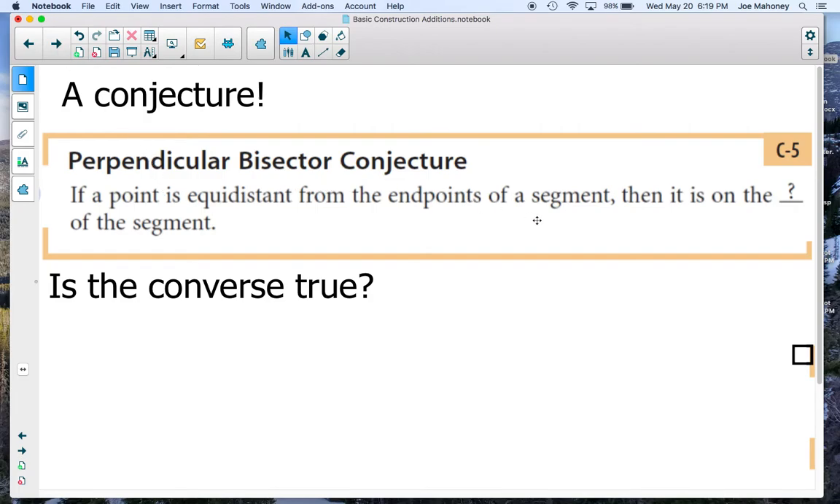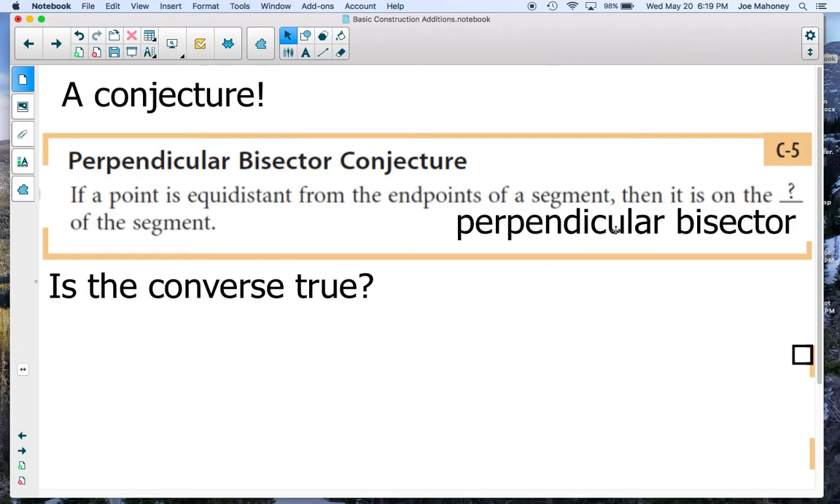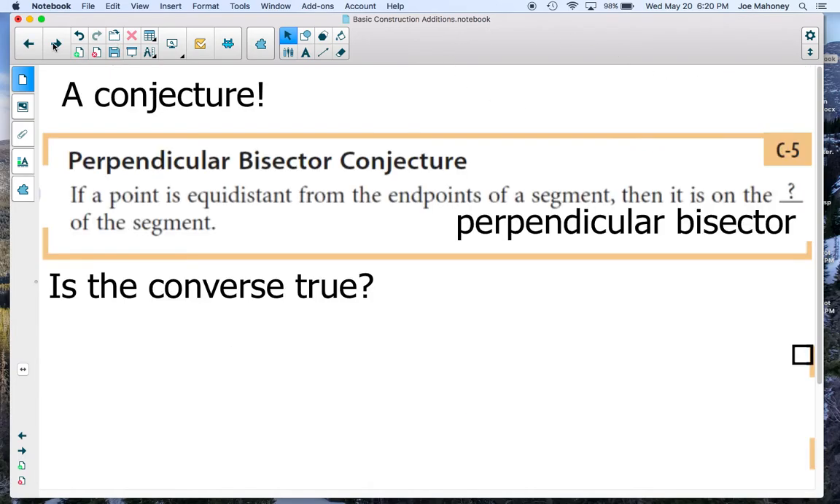So if a point is equidistant from the endpoints of a segment, it's on the perpendicular bisector of that segment. Cool. If a point is equidistant from the endpoints of a segment, it is on the perpendicular bisector. That was like points P and Q. Because if we go back real quick, we made sure that point P and point Q were the same distance from points A and B. So that's where we get our conjecture from. We made sure that those points were equidistant from the endpoints. It's on the perpendicular bisector.